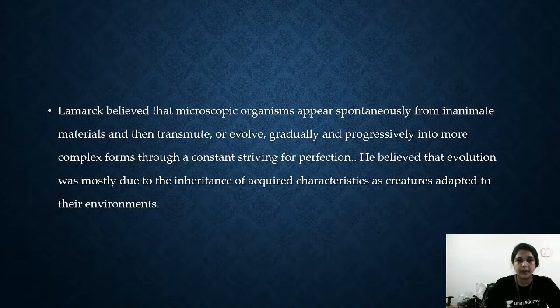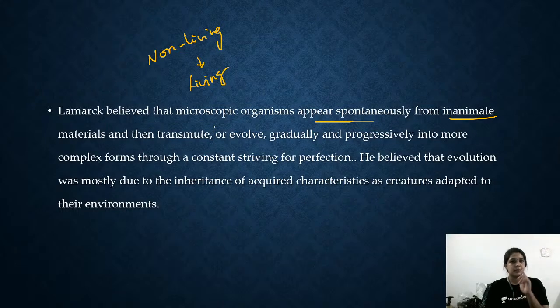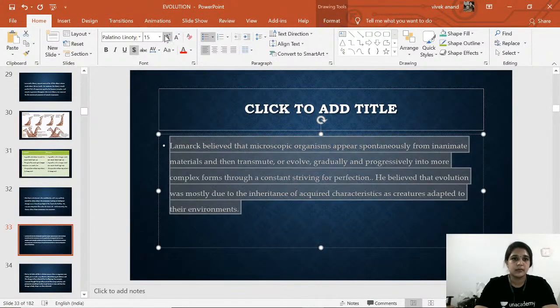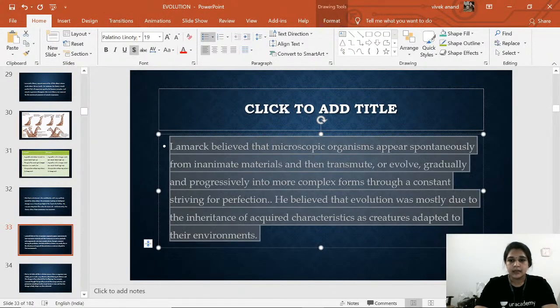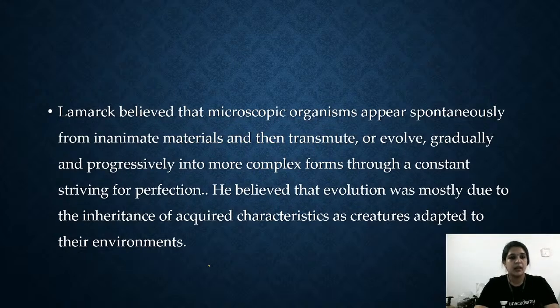Lamarck believed that microscopic organisms appear spontaneously from inanimate material. Inanimate means from non-living to living. That was his belief system. See, Lamarckism is very important, guys. Every point is important. You should be able to explain with those two theories, what he is backing up, what examples I gave you. All these examples you should be mentioning. Clear? Yes. Fine. So according to him, microorganisms appear spontaneously from inanimate material. That is not backed up. He could not give any backup for it.